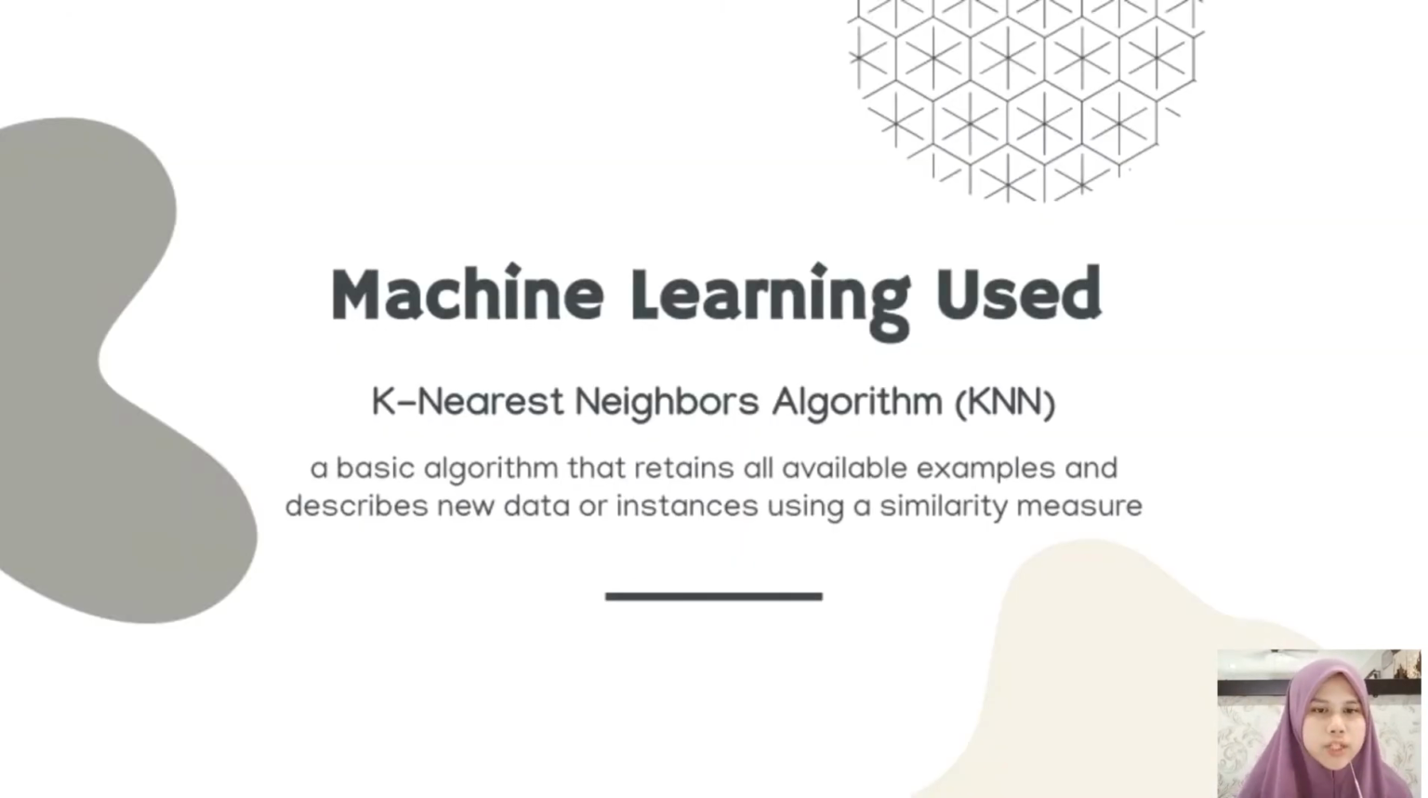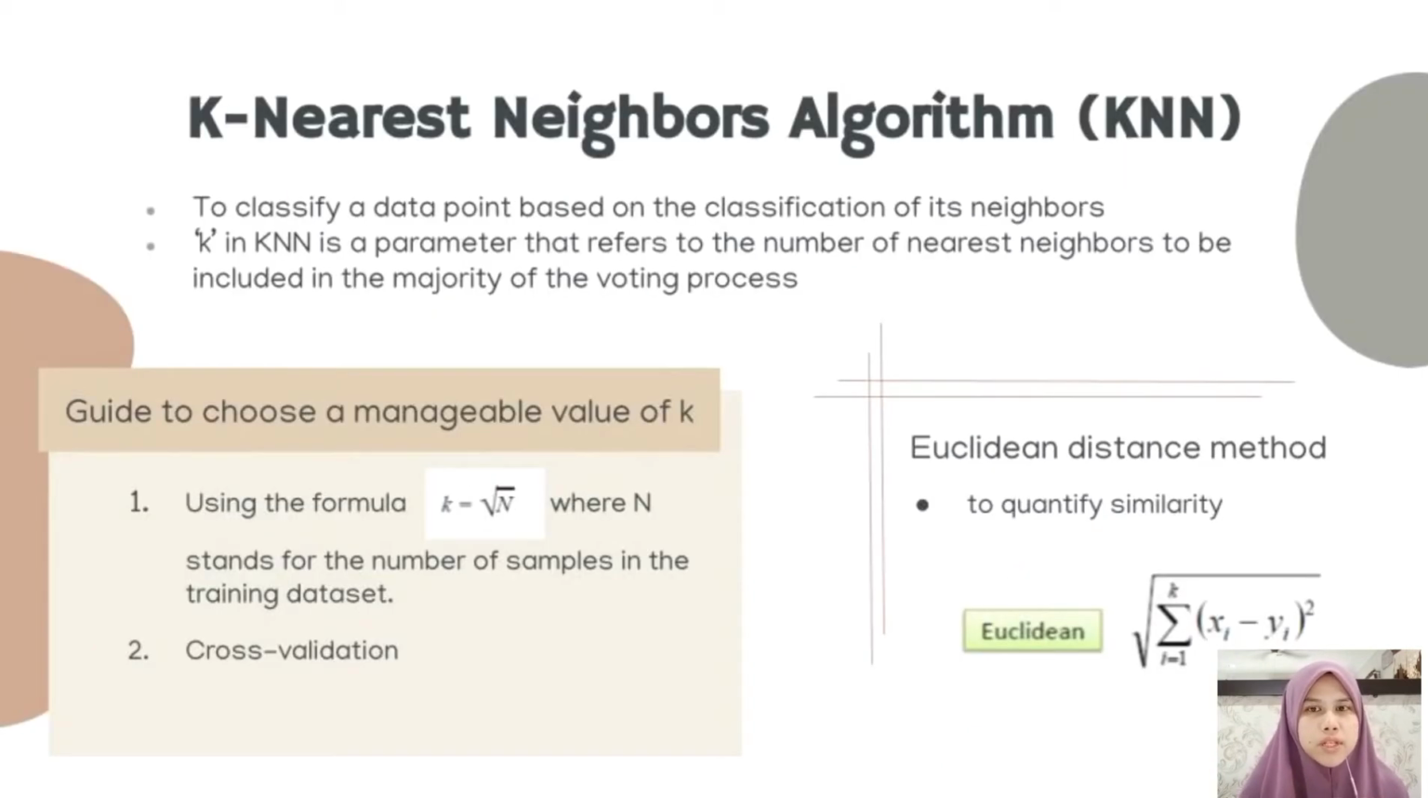For this project, the machine learning that we use is the K-nearest neighbors algorithm. KNN is a basic algorithm that retains all available examples and describes new data or instances using a similarity measure. The reason why we choose KNN is it is typically used to classify a data point based on the classification of its neighbors. K in KNN is a parameter that refers to the number of nearest neighbors to be included in the majority of the voting process.